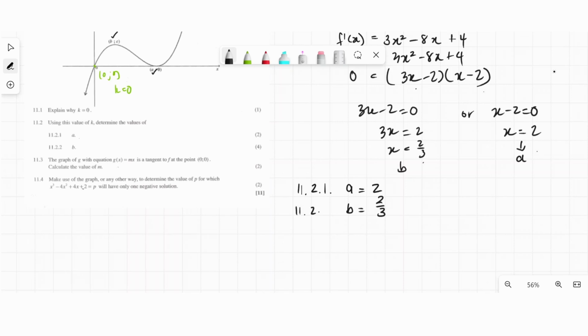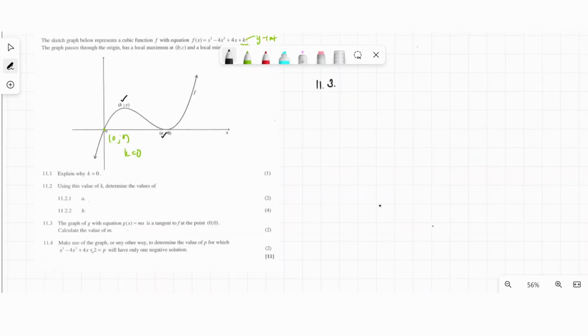This is 11.2.2. Then now moving to 11.3, it says the graph g with the equation g of x is equals to mx is a tangent of f at the point 0, 0. Calculate m. To calculate m, we need to find the first derivative, so it's going to be f prime. The first derivative is equals to the gradient. But they tell us at a specific point, our point is 0, 0. We only need the x coordinate, which is equals to 0.